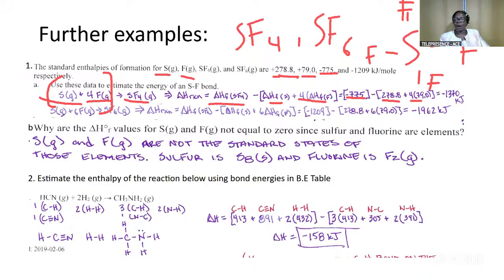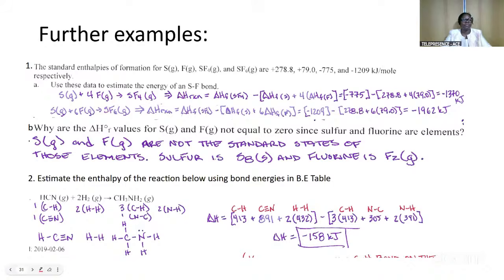So for our product, this is where the product ends, and these are the reactants. So if you substitute that, we get minus 1370 kilojoule. You can confirm the values. But that is not all. You are actually going to determine the SF bond energy.